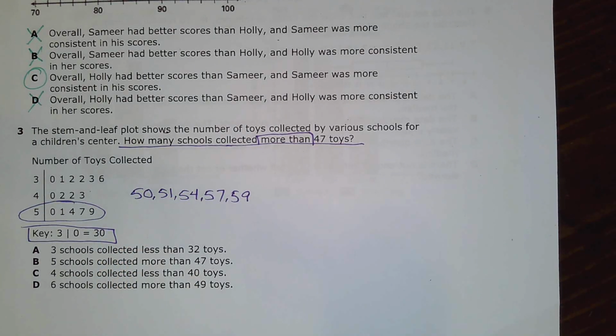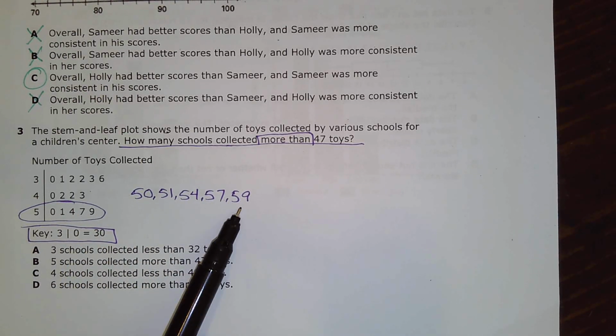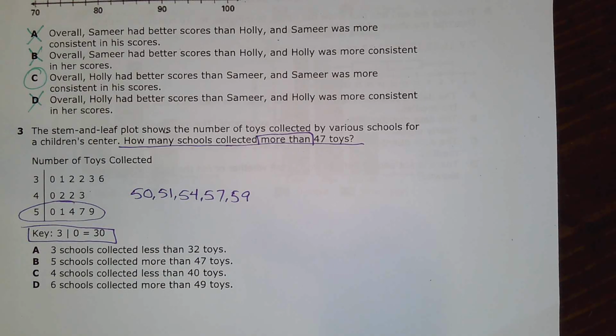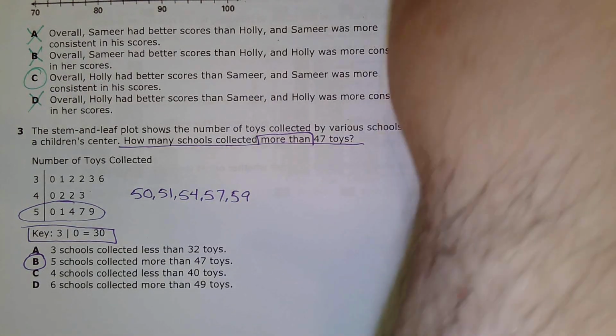I'm just writing it out, and you don't have to, but this makes it easy for me. It depends on what you want to do. You can say 1, 2, 3, 4, 5. Anyway, we're looking for how many schools collected more than 47 toys. The answer choice here is B. 5 of those schools collected more than 47 toys. All right.